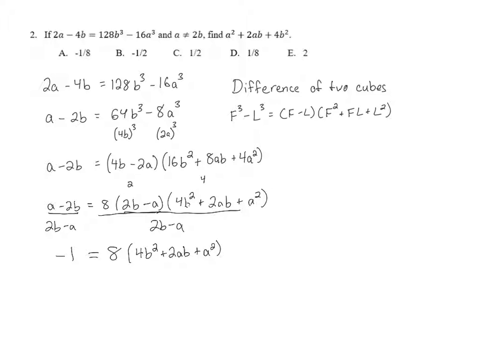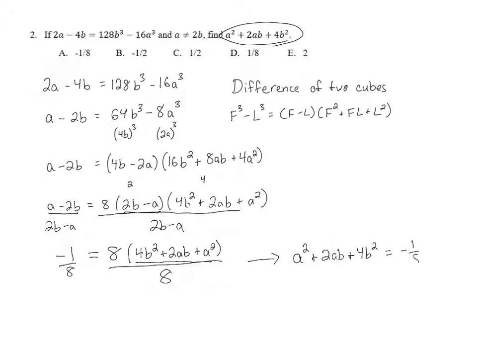But notice 4b squared plus 2ab plus a squared is exactly what we wanted to find in the original problem. Just the terms are in a different order. So to get this polynomial alone, we divide both sides by 8. And when we do that, we see that the polynomial we were looking for, a squared plus 2ab plus 4b squared, has to be equal to negative 1/8, and this is answer choice A.